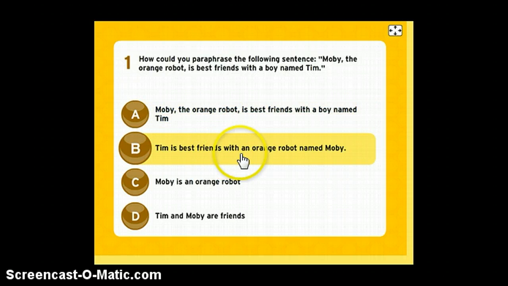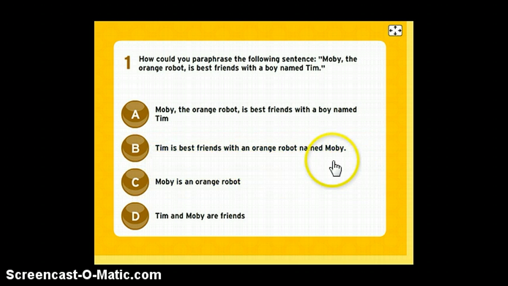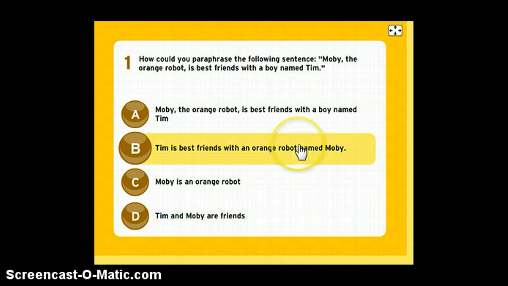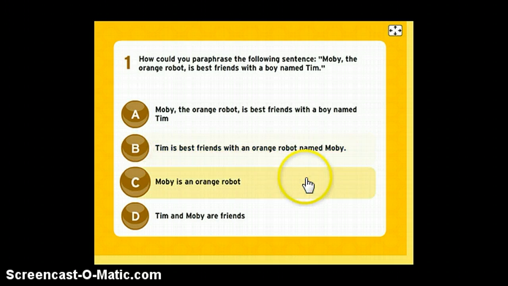Let's look at our other options. Okay, B. Tim is best friends with an orange robot named Moby. Well, it looks like that includes all the important parts. From paraphrasing, we know we need to put it in our own words, and it's worded differently. It's not the same text copied. It's similar, but it's rearranged. And it does include all the important bits, like it's talking about Moby, what color he is, what he is at all, and his friend, Tim. So that's a good option, but let's keep looking.